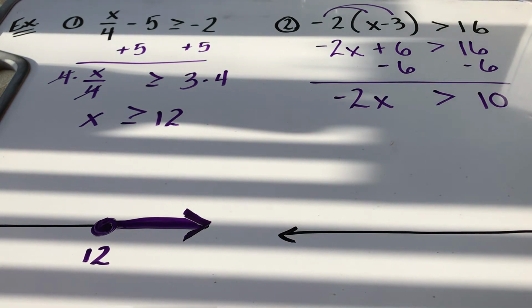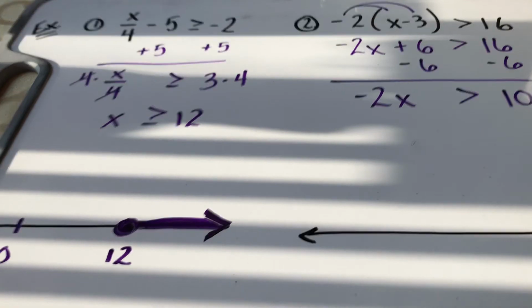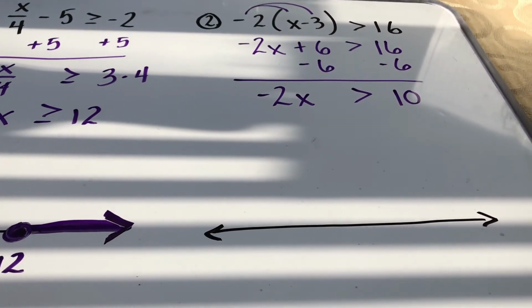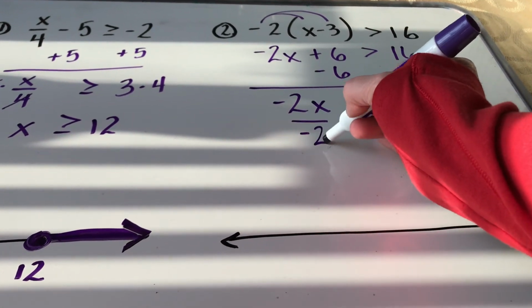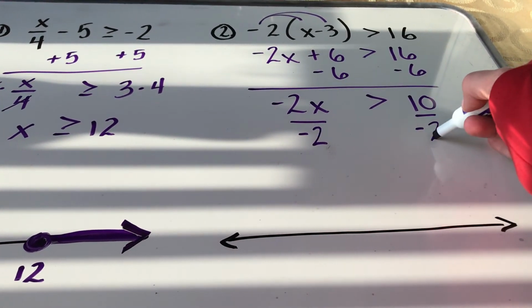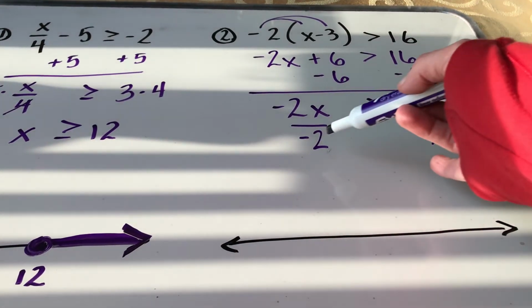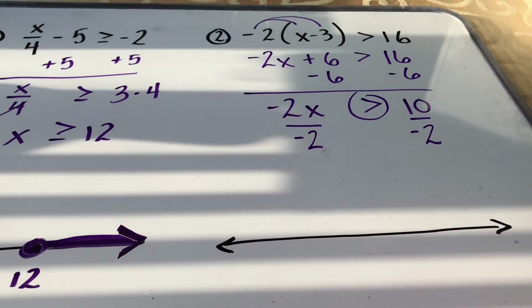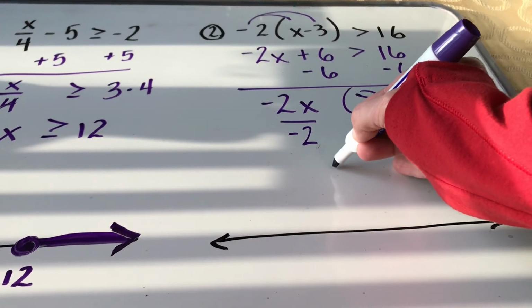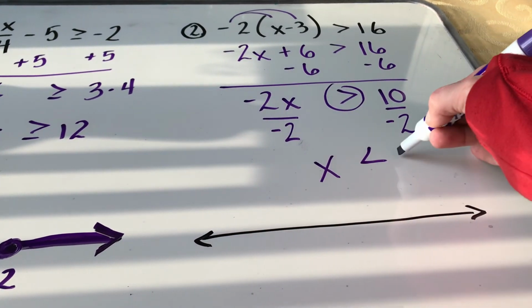Right now we have negative 2 times x, which means we will be dividing by negative 2. Divide by negative 2, divide by negative 2. And this is what I was talking about: if you divide both sides by a negative 2, we need to turn this symbol the other way. So my answer is going to be x less than negative 5.